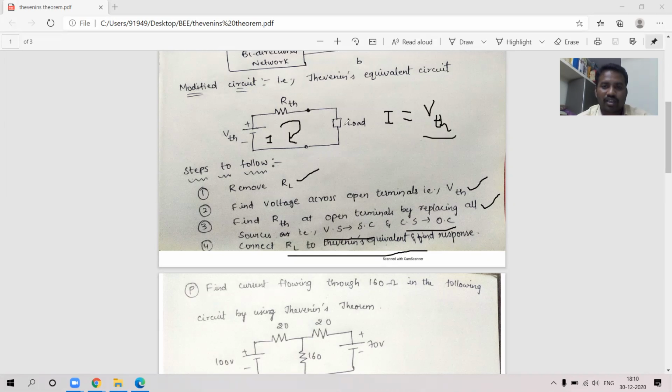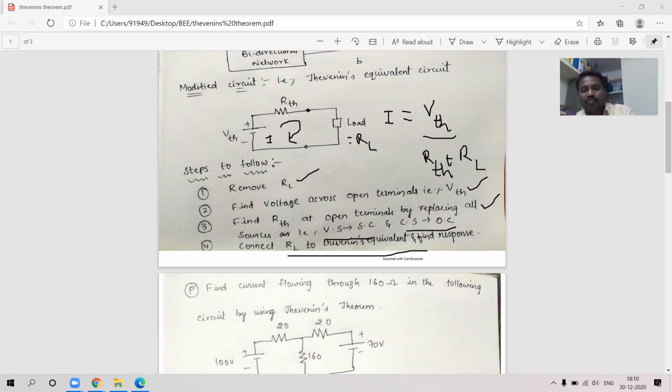How are these two connected? This load is the RL. If I consider the load as RL, they are connected in series. So simply I can write I is equal to VTH by RTH plus RL, and so we can get the value of current.